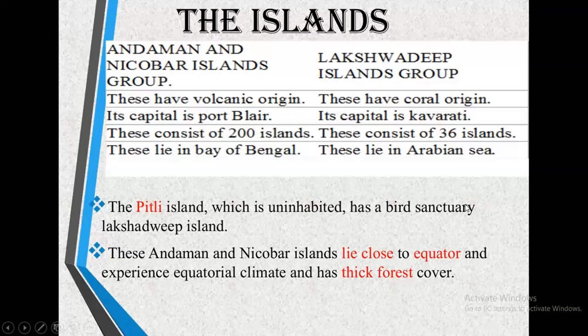Now, Pitli Island in Lakshadweep is uninhabited and has a bird sanctuary. The Andaman Nicobar Islands lie close to the equator and experience an equatorial climate with thick forest cover. If you have seen the picture of Andaman, you can see the thick forest cover there, and it lies very close to the equator. In Lakshadweep, Pitli Island is considered a bird sanctuary, and it is uninhabited.